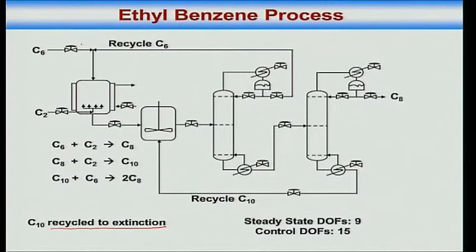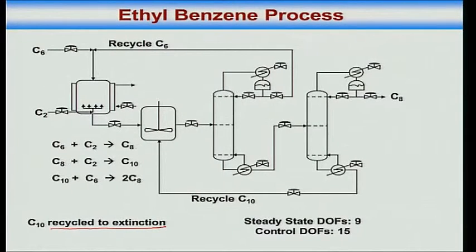By the way, note that since you are recycling C6, the reactors are operating in an excess C6 environment. Yes or no? Excess benzene will make sure that ethylene is the limiting reactant, which will suppress diethyl benzene formation. Yes or no? Yeah, so that makes sense. So ethylene is consumed and diethyl benzene formation is suppressed by having excess benzene.